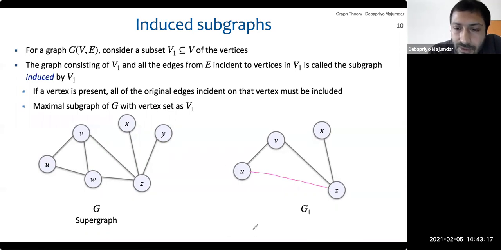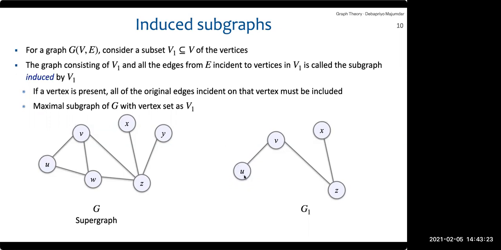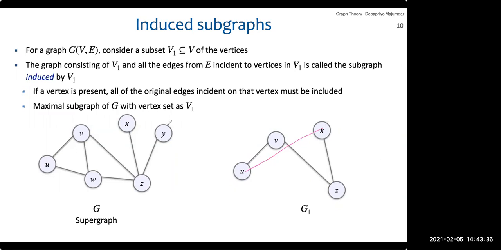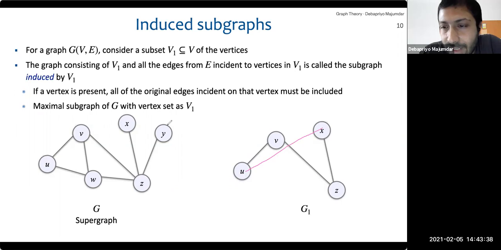Get it? This is a subgraph of G, and the vertex set is V1. V1 is U, V, Z, and X. But if I add any more edge on this graph, then it will not remain a subgraph of G, because all the edges I could take from G I have already taken. Any more edge will mean that it is actually going beyond my supergraph that I'm considering. Clear?